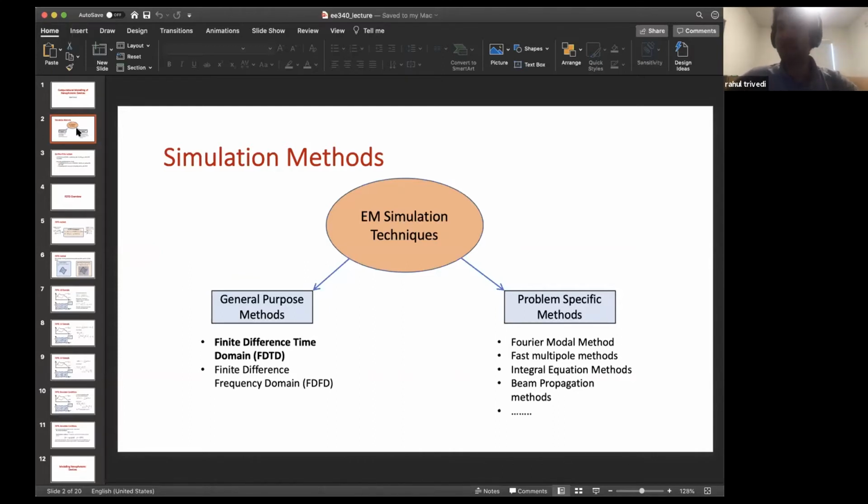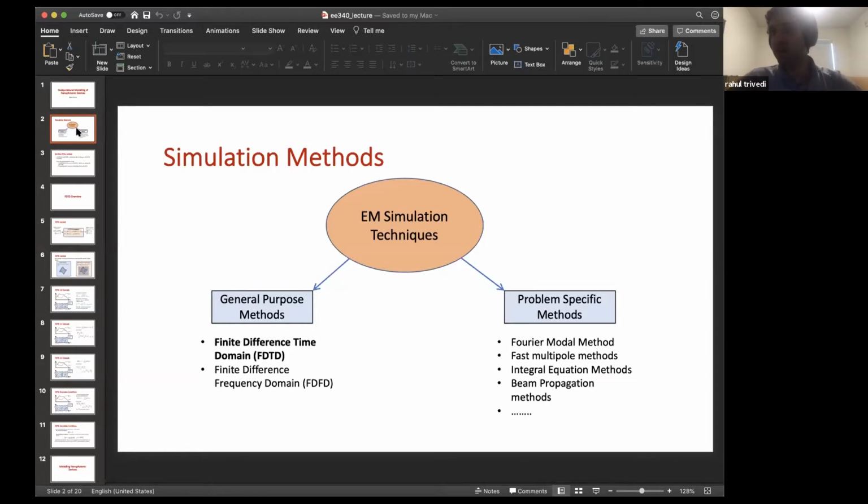There's also the finite difference frequency domain method, which is just the frequency domain version of the finite difference time domain method with some caveats. There are also things like the finite element method and so on, which can also be applied to almost arbitrary permittivity distributions, but there are some caveats here and there if you want to use them, right? So these are general purpose methods.